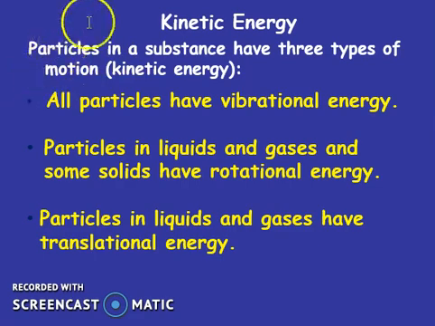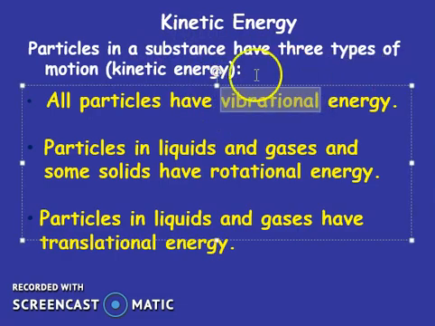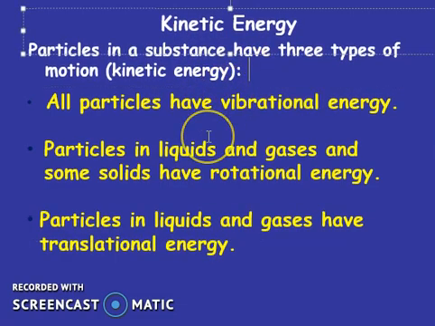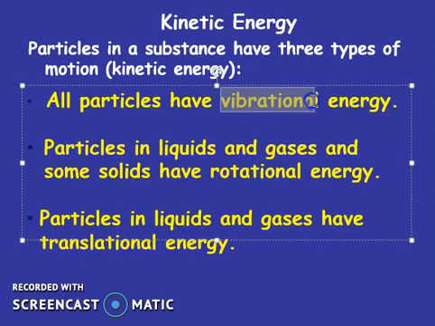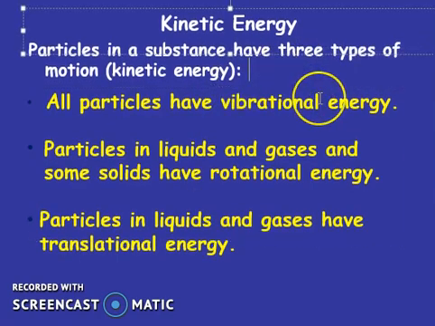Okay, so kinetic energy. So kinetic energy is essentially talking about movement of the particles. So there's three types of movements that particles can have. They can have vibrational energy, where it literally is like something vibrating, right? All particles do this. So solids, liquids, and gases, they all vibrate. So what that means is they're not really moving a lot. They're kind of just shaking around on the spot.